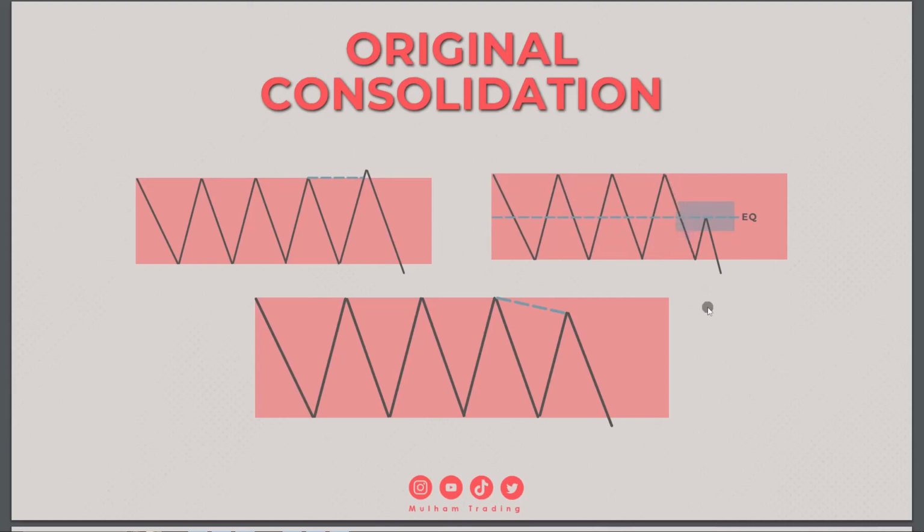That's the first type. The second type could be price creating highs and lows, highs and lows, highs and lows. And before breaking out to the lower side, it's going to go to the equilibrium of the range. So this is 0, this is 1, and this is 0.5. At the equilibrium of the range, there is an order block or fair value gap, mostly an order block, and price is going to react from it going lower. This is a high probability.